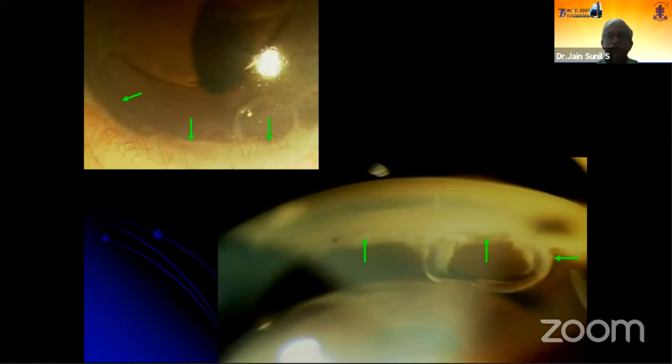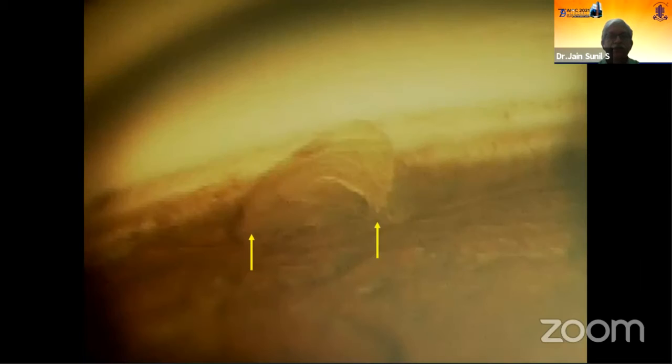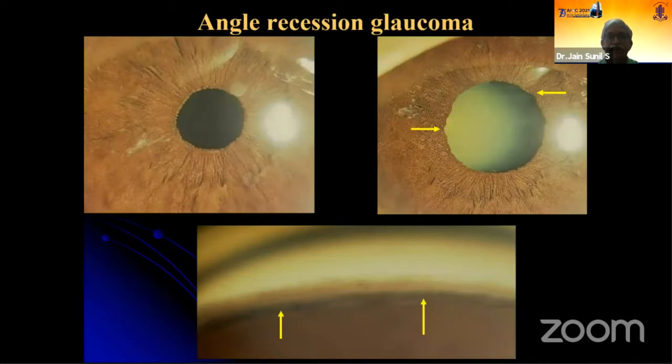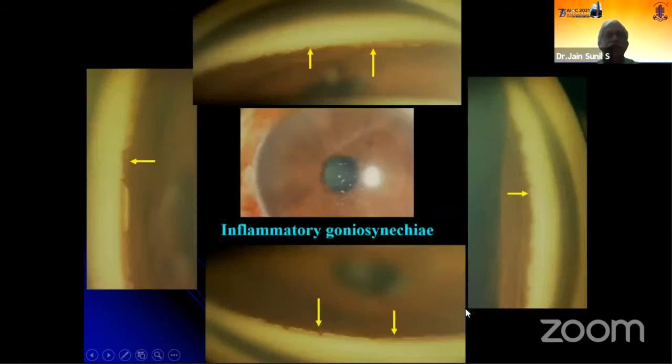Old generation anterior chamber lenses could cause complete synechial angle closure. Post phaco, if an epinucleus piece is left behind, that could cause intermittent uveitis and glaucoma. This is how an angle recession glaucoma would appear. You can see the white ciliary body band.